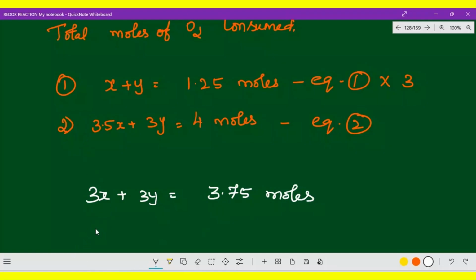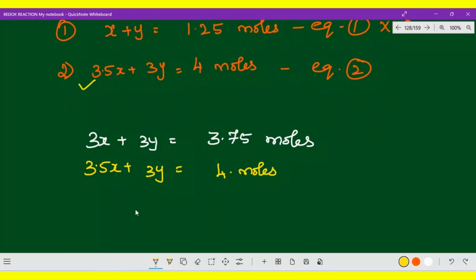Then the second equation, you just apply. Second equation, what is it? This one. So here 3.5x plus 3y equal to how much? 4 moles. So you can directly also, because this is a bigger number and smaller number, no? In that way. Right, now when we calculate this, this and this will be cancelled.